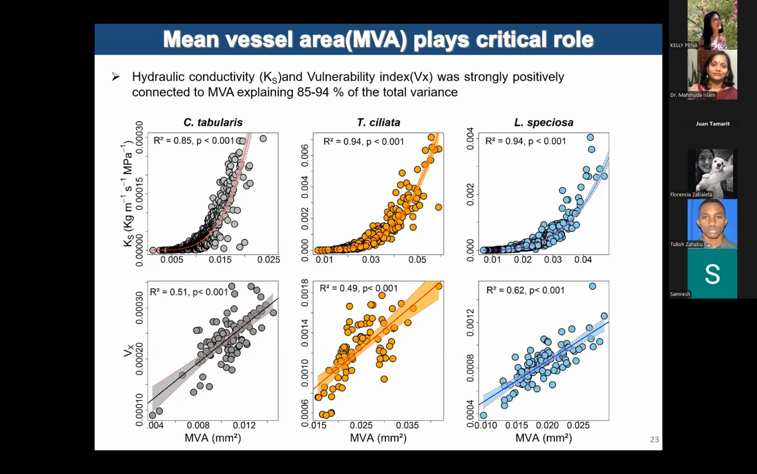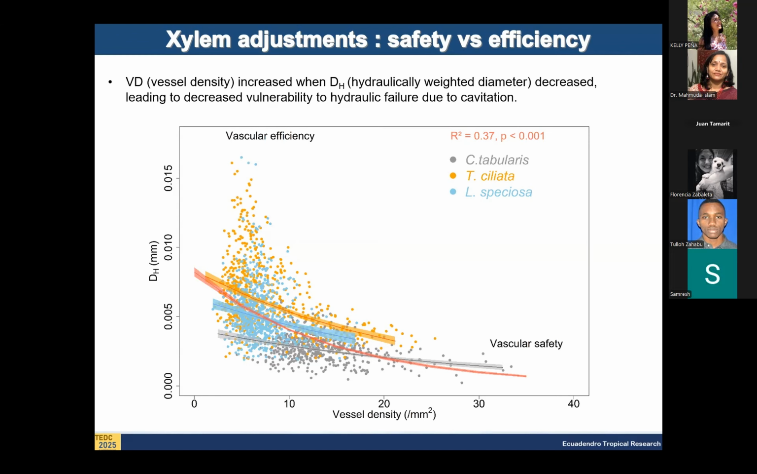That means when there is a drought or any extreme event, the number of vessels is higher, but the trees make small diameter vessels. This is one of the adjustment mechanisms of tropical tree species. It's called vascular efficiency and vascular safety, the trade-off between hydraulic efficiency and safety.